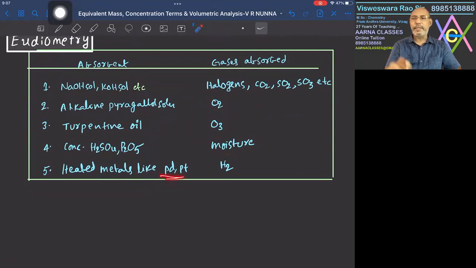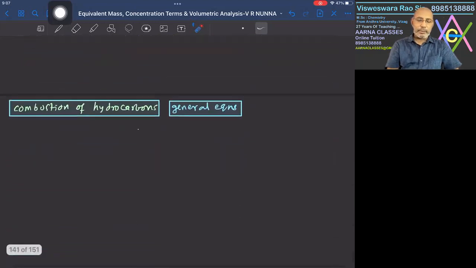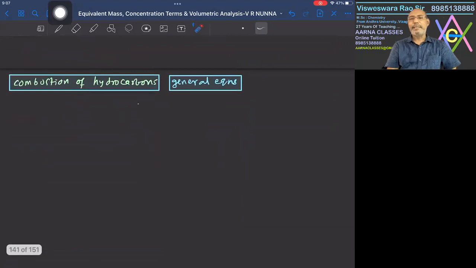And this is a very important concept. You will get this also in 12th class surface chemistry. Metals take up hydrogen gas. This point was already discussed in hydrogen and its compounds. Large quantities of hydrogen can be stored in palladium. Okay, so palladium is a good storage metal for hydrogen gas. Right. So once you know this information, now come to the combustion of hydrocarbons, the general equations.